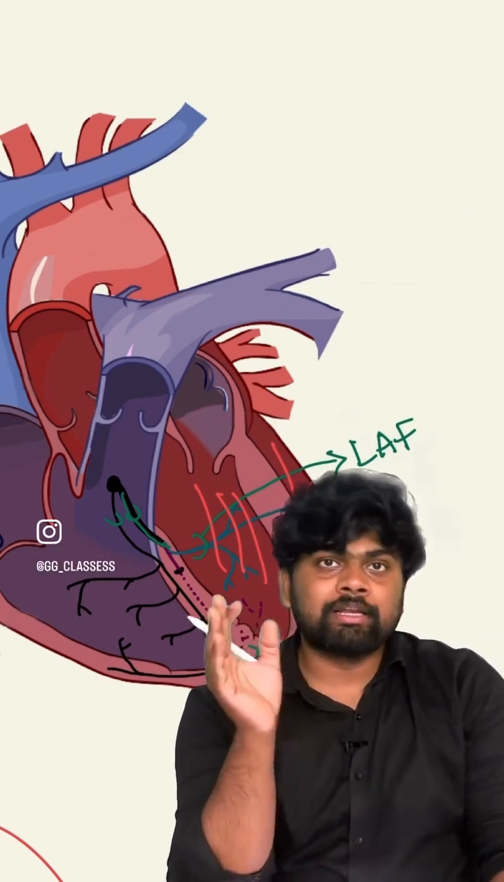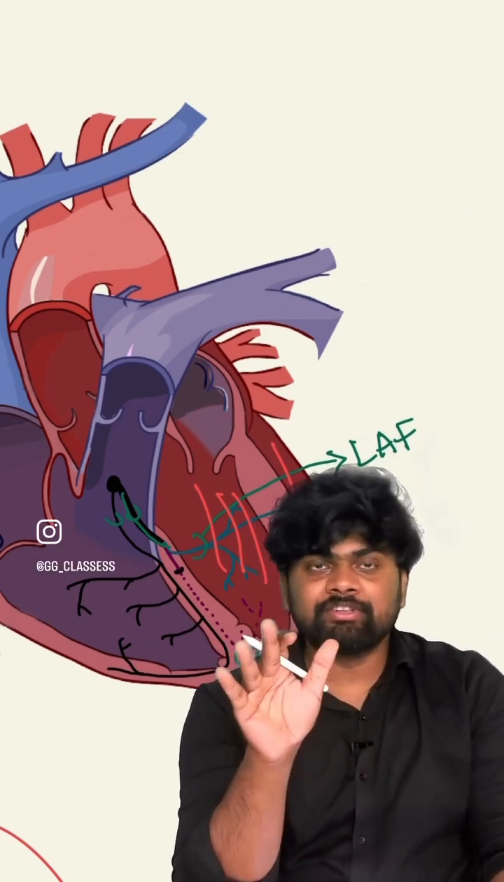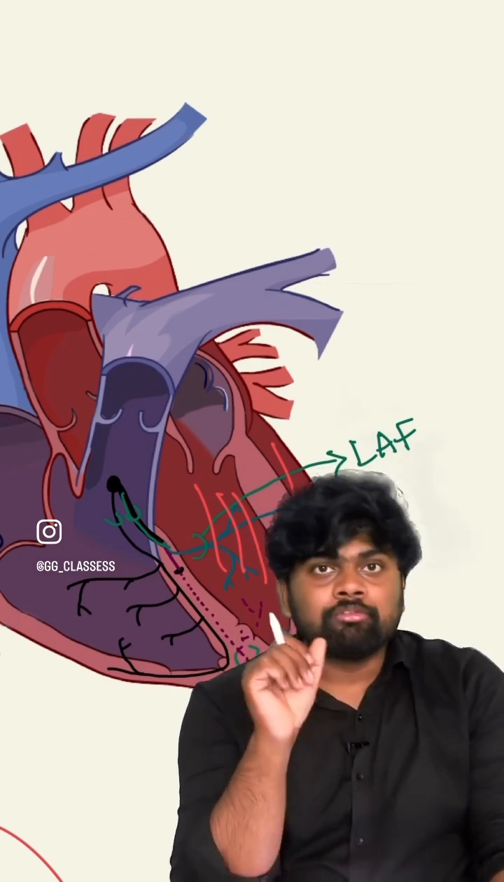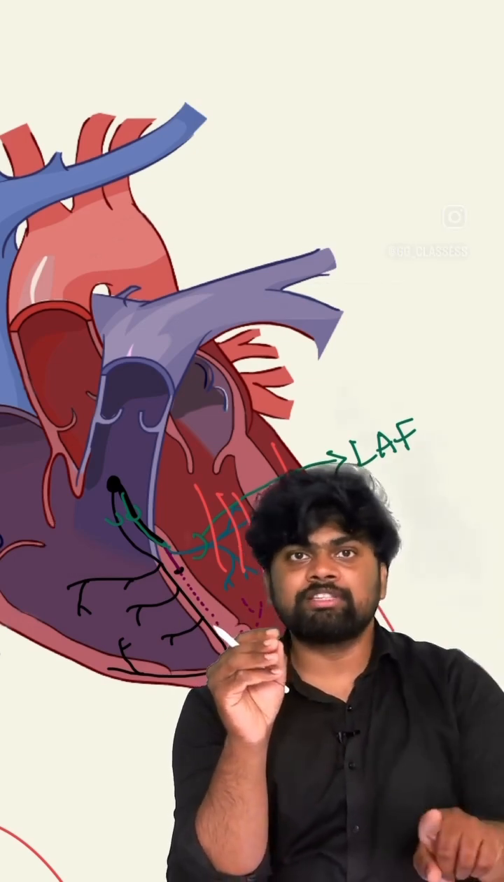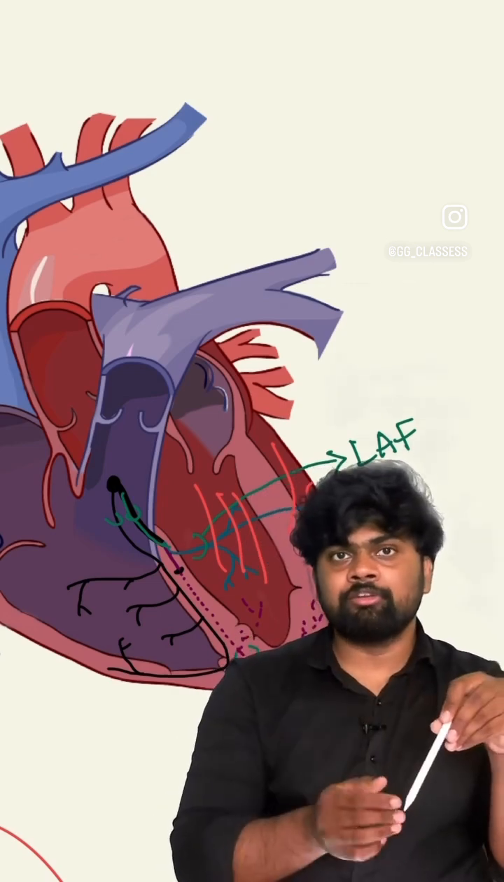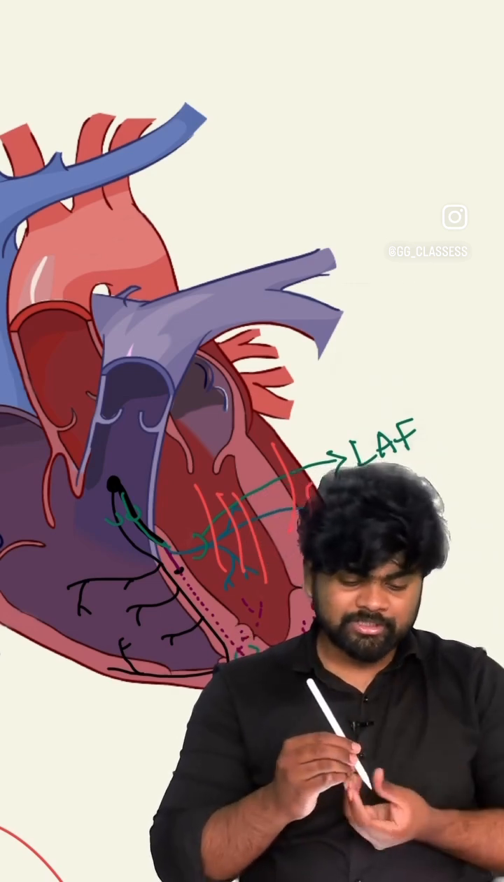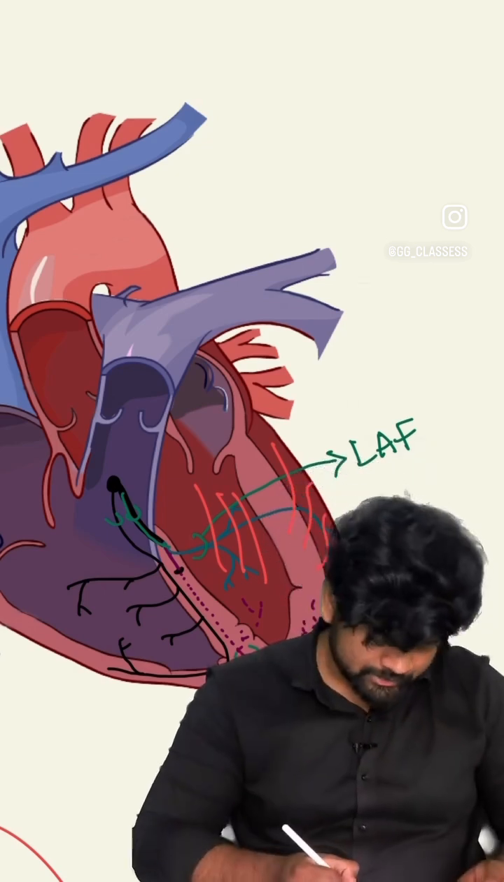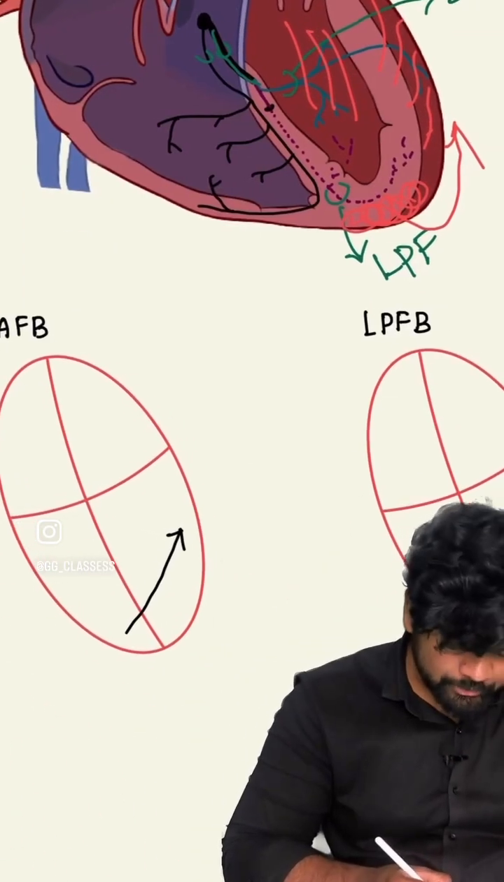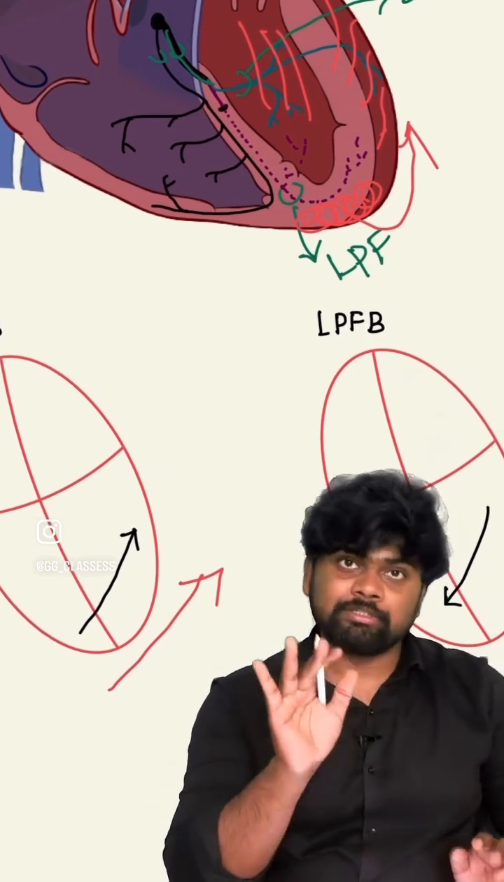So whenever there is right bundle branch block with left anterior fascicular block, only the left posterior fascicle will get activated. So the inferior posterior part will be activated first. If this is my heart, first the inferior and posterior part is activated, then the anterior lateral part. So the wave will be generated like this, from down to up and from right to left. It will cause left axis deviation.